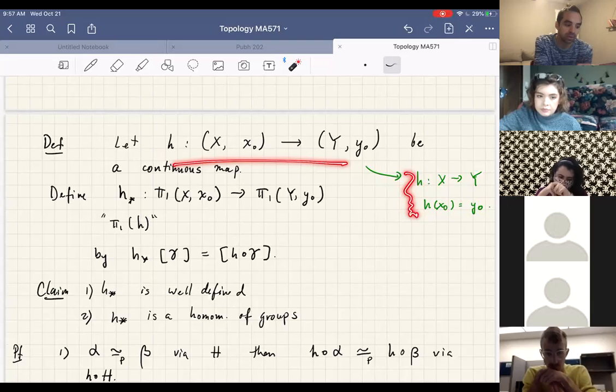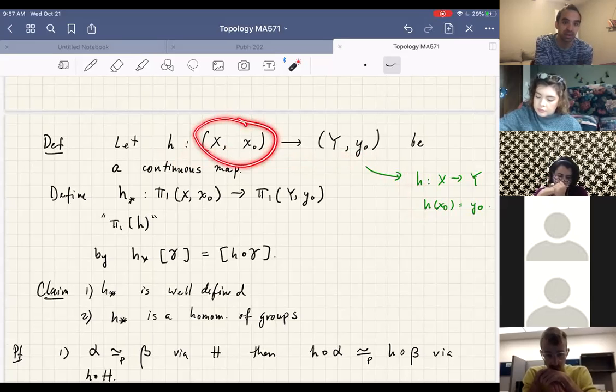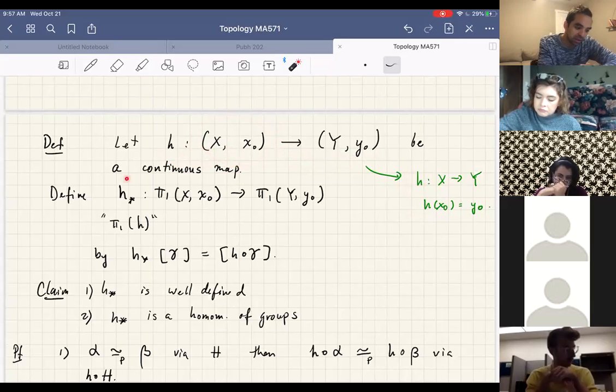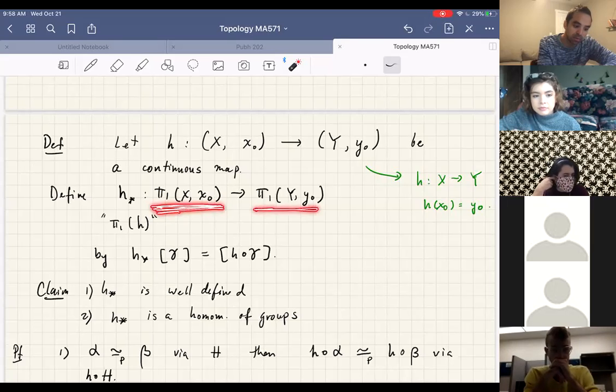Or we also call these maps of pointed spaces. A continuous map of pointed spaces. A pointed space is just a space with a base point. Okay. So suppose we have a continuous map of pointed spaces like that. Then I'm going to define H star, or also in the literature, you might find it denoted by pi1 of H, to be a group homomorphism from the fundamental group of X at X0 to the fundamental group of Y at Y0.